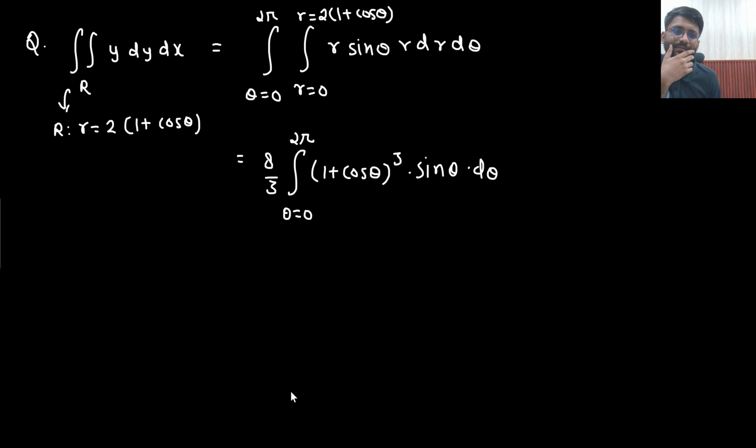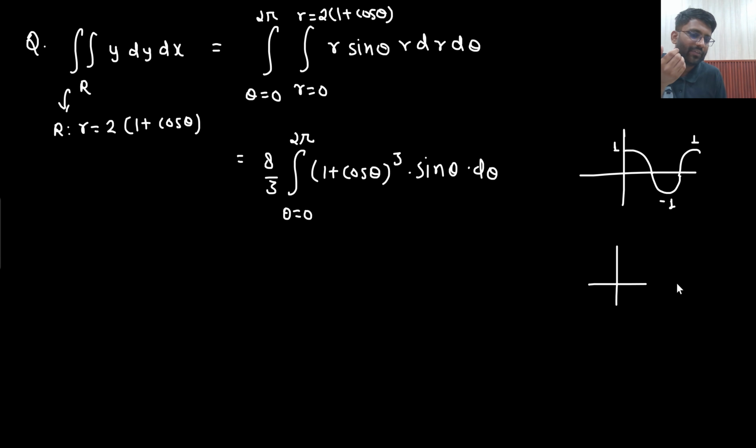Draw the graph. What is the graph of cos theta? So this is the graph of cos theta. This value is 1, this value is minus 1, this value is 1. What will be the graph of 1 plus cos theta? Sir, it will be shifted upward. 1 plus cos theta will be shifted upward. So this is how you will get the graph.